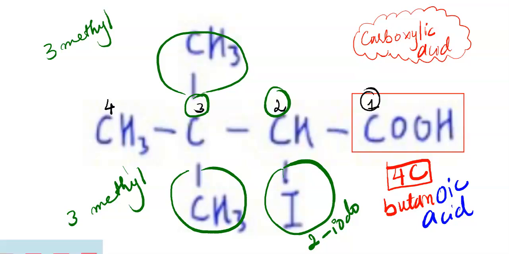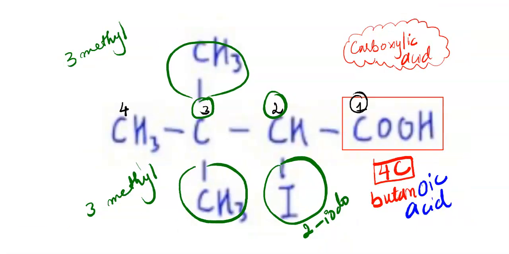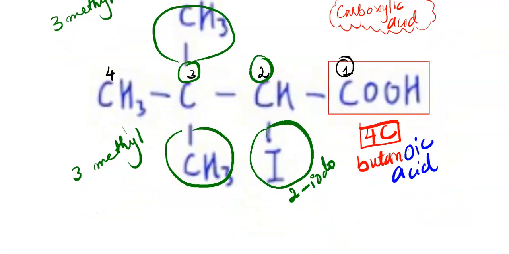So now is the time to name it completely. What is the name of this compound? First of all, we need to mention the position of the substituent, and then at the end we put the parent chain name with the functional group. Which substituent goes first? We need to decide by alphabetical order. It is I, it is M. So we know that I comes first.